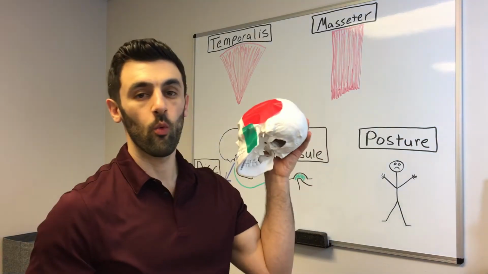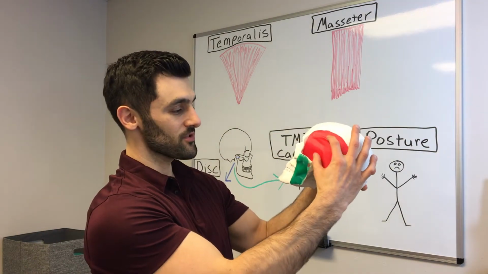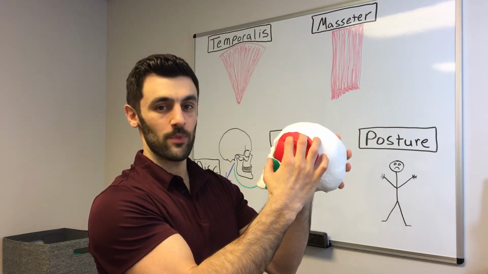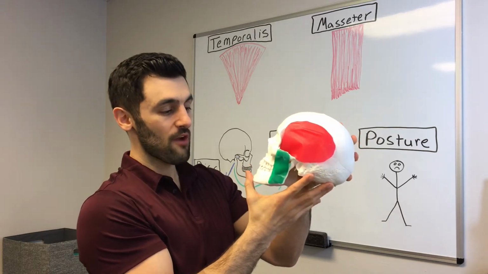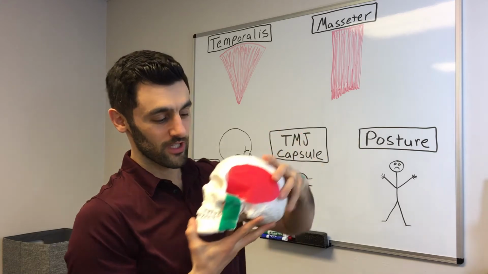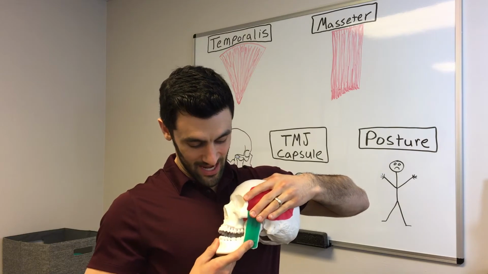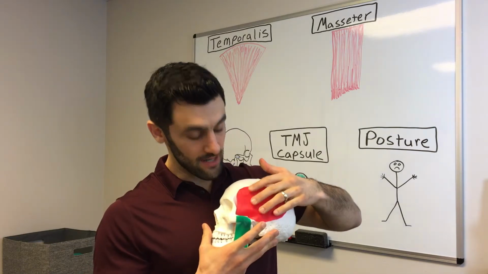Now, what causes problems is when these muscles get restricted, when they get spasms or adhesions in them. Because what happens is then, every time you open your mouth, they're really, really tight. They're just fighting you the whole time. So you're trying to open, and they're not letting you open all the way. Same thing with this muscle.